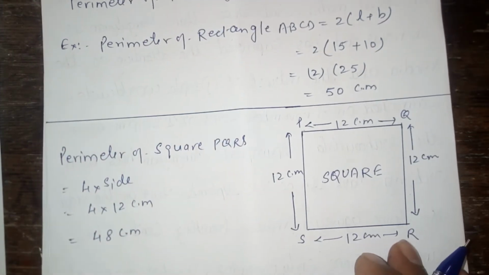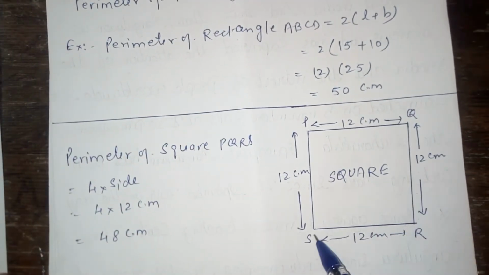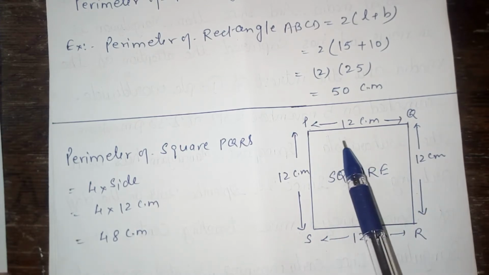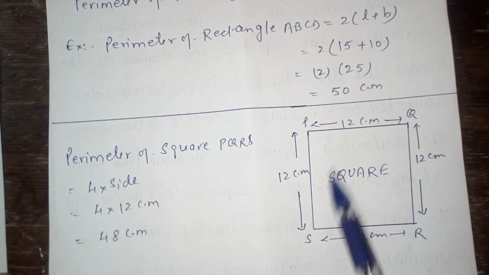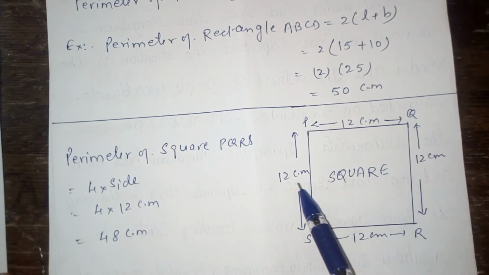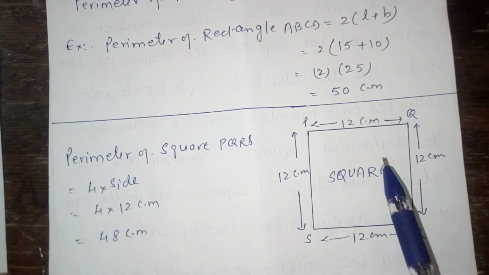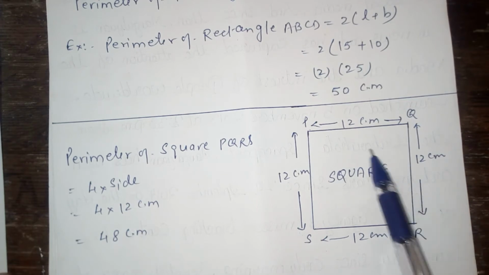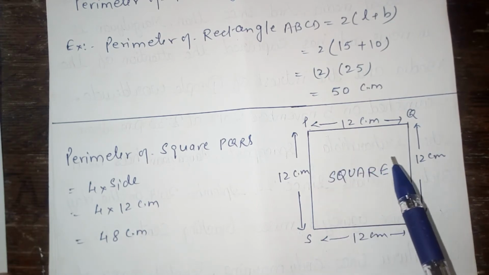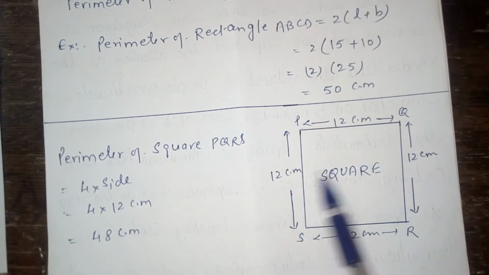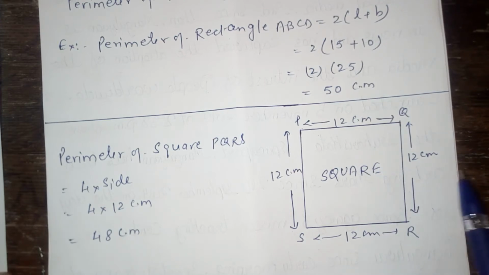Again, suppose this is a square, PQRS. What is a square? A square is a two-dimensional figure which has all sides of equal length. As you are looking at this square, all sides are 12 centimeter.